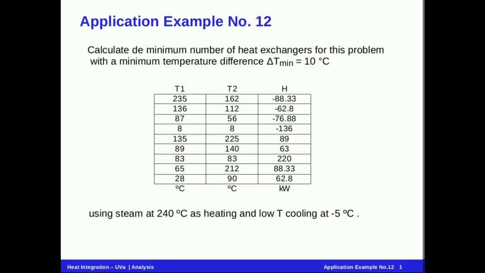Hi everyone, in this application example we will calculate the minimum number of heat exchangers for a concrete problem. We are given a complete problem table, the complete set of streams plus the minimum approach of 10 Celsius, and we also know the utilities we can use: steam at 240 as heating and low temperature cooling at -5 Celsius.